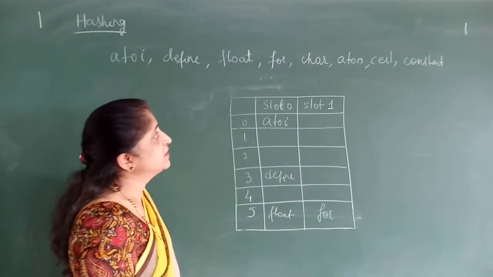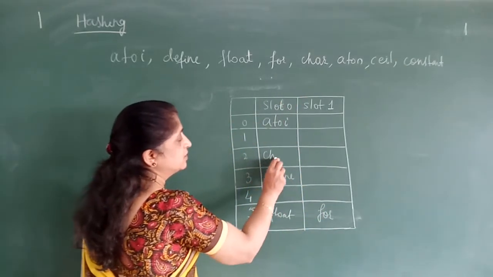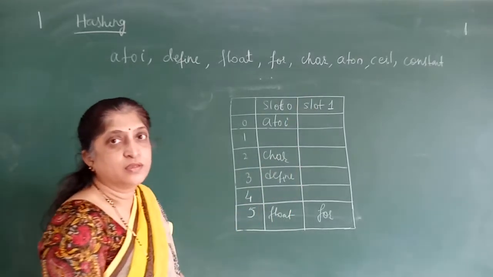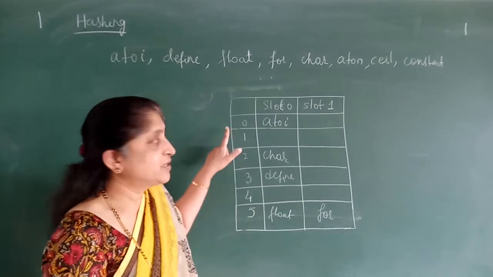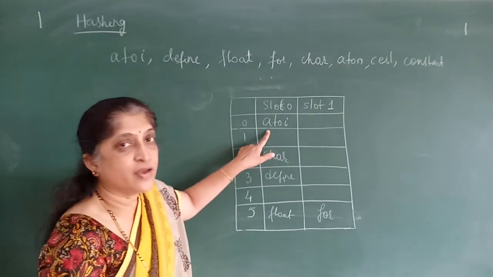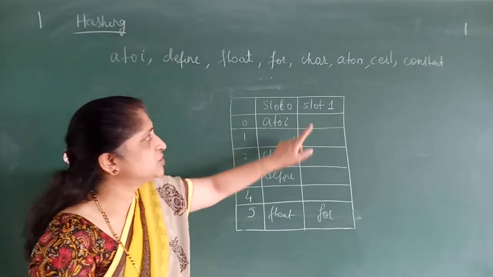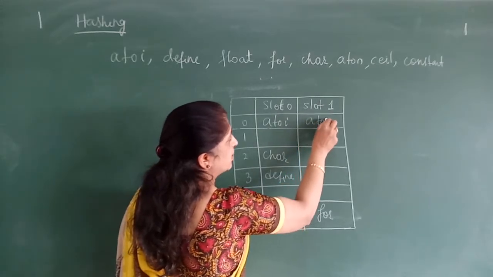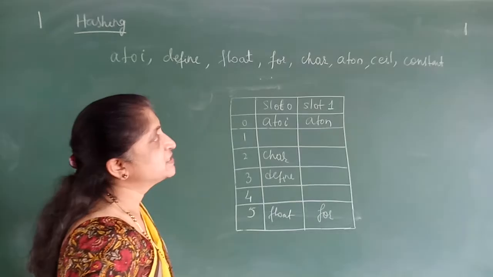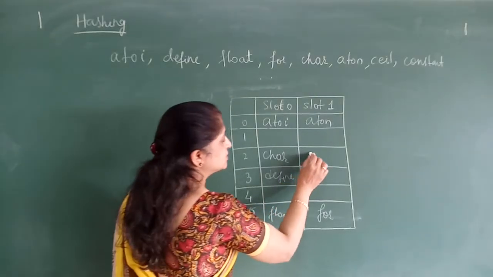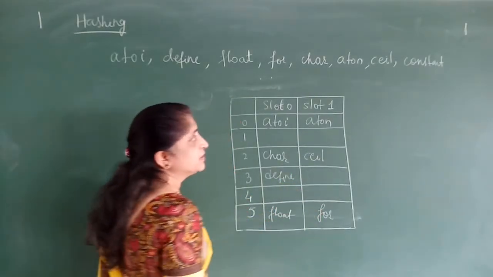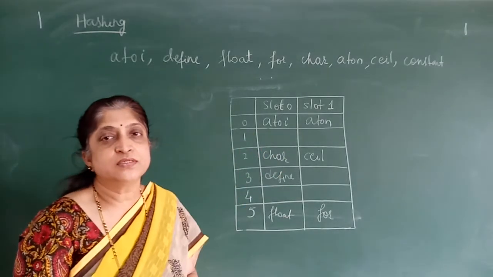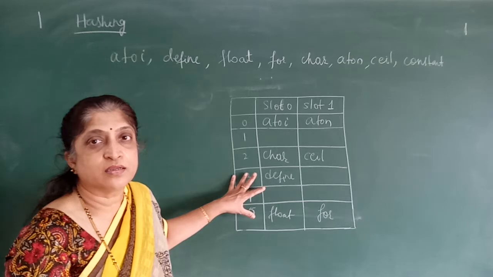Then the next word is char. Char is stored here. Then we have atoi. A maps to bucket 0. I already have auto in slot 0, so I store it in this slot, atoi. Then I have case. Case is stored here. Next I have constant. That's a reserved word in C. I want to store constant here.